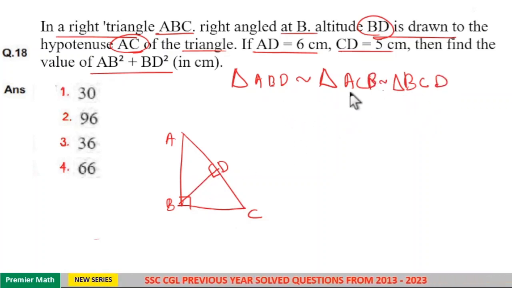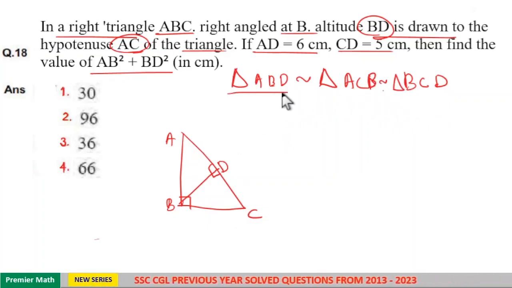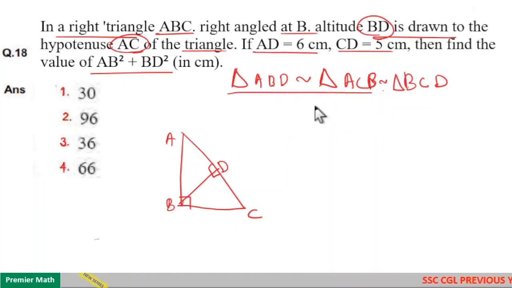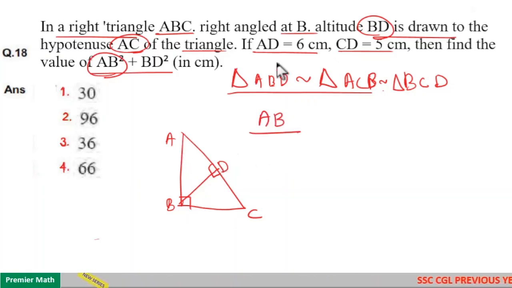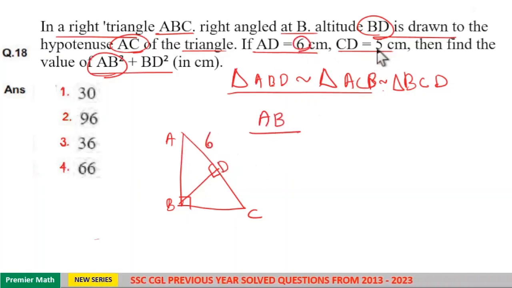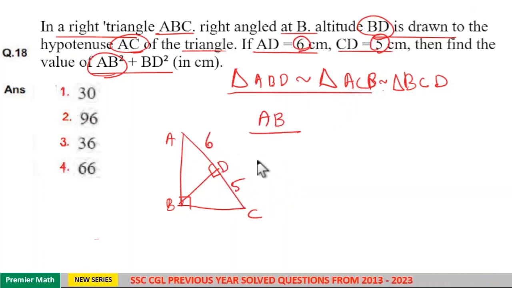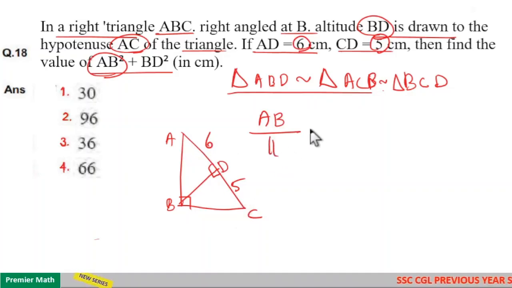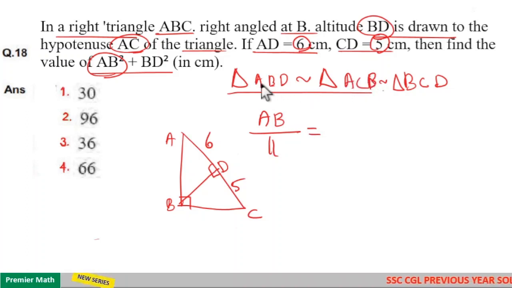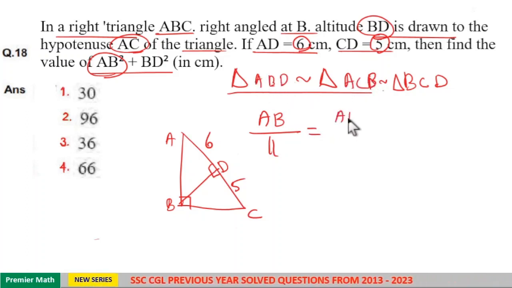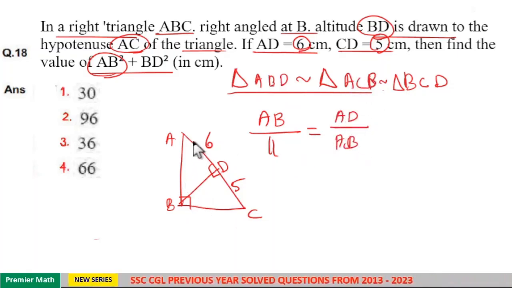Now you can take corresponding sides from these letters. From these two triangles, we need AB square first. AB divided by AC, where AC is 6 plus 5, which is 11, is equal to AD divided by AB, because we need AB from this. Now AD is equal to 6.